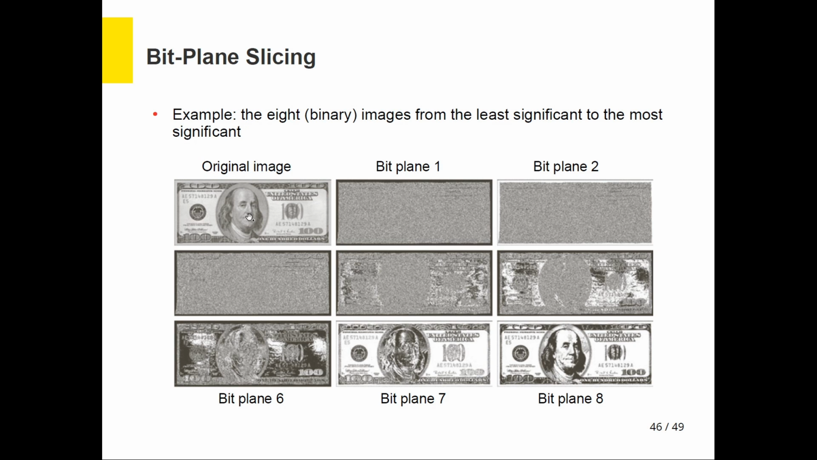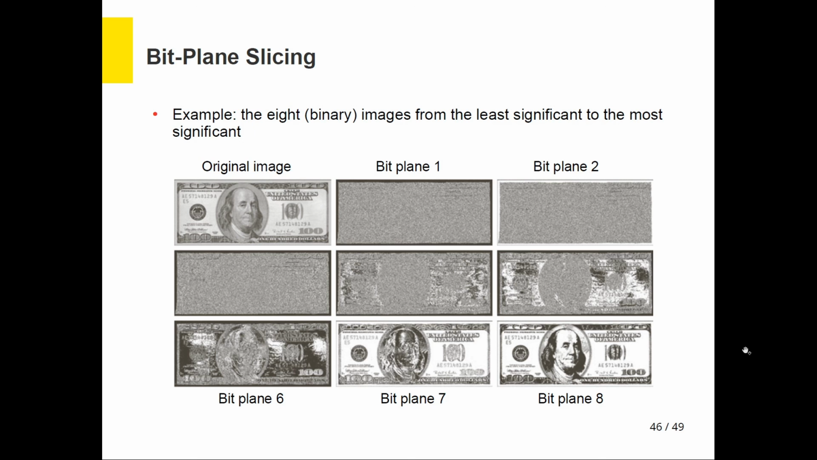So let's just see how it works. On the top left corner we have our original image, and the rest of the 8 images that you see here are basic binary images that are created using the different digits of the binary number. This one is the bit plane 1, which is the least significant bit. This one is the bit plane 2, which is one level above the previous one. Bit plane 3, bit plane 4, bit plane 5, 6, 7, and 8.